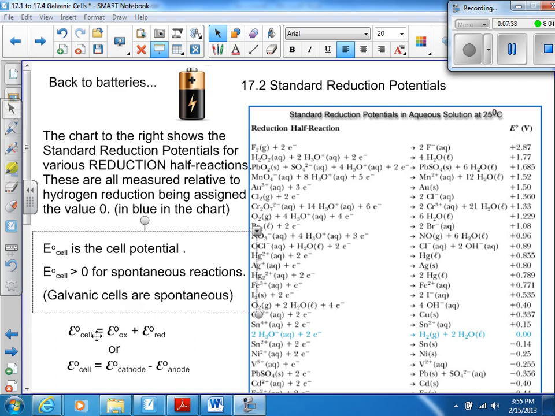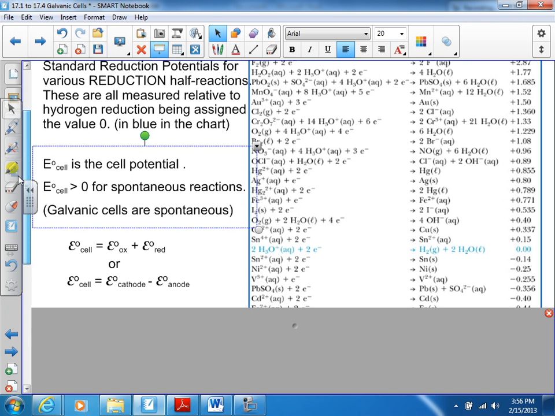Okay, so E cell is equal to E oxidation plus E reduction for your half reactions. Notice these are reduction potentials. So if we have oxidation occurring, you have to reverse the sign, change the sign, which is why we add the oxidation and the reduction. So we change the sign for the oxidation reaction, and then we add that to the reduction reaction for the galvanic cell.